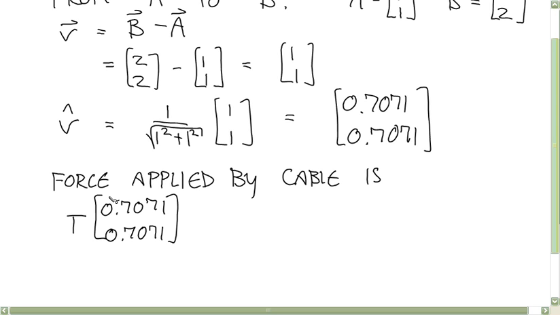Okay, so we're going to use unit vectors for things like that all the time in this class. Any questions about that? Did that make sense, the thought process there?